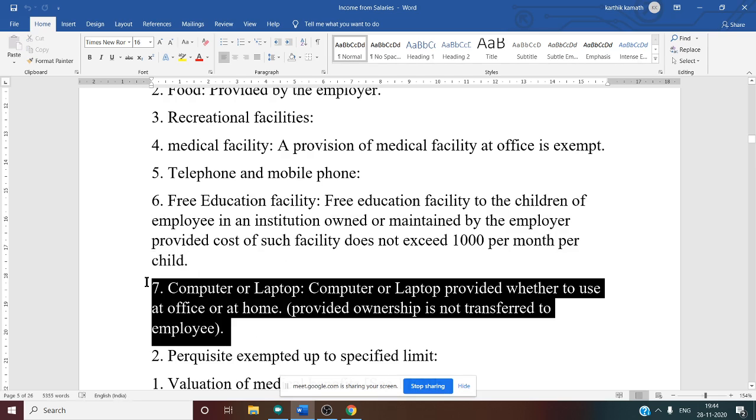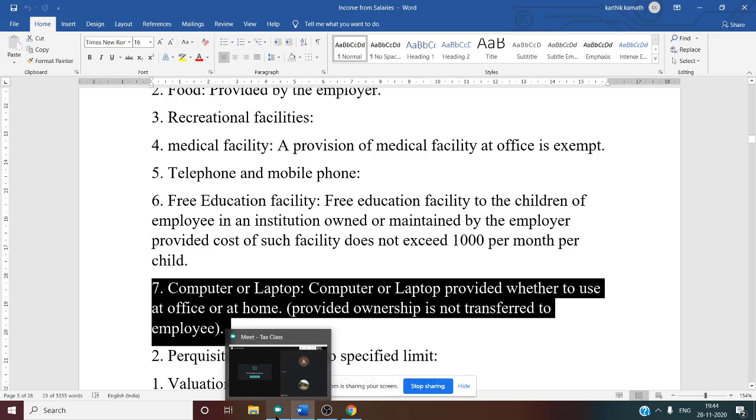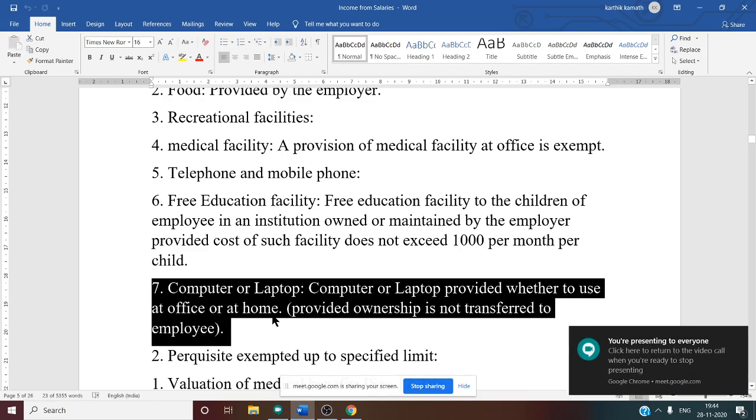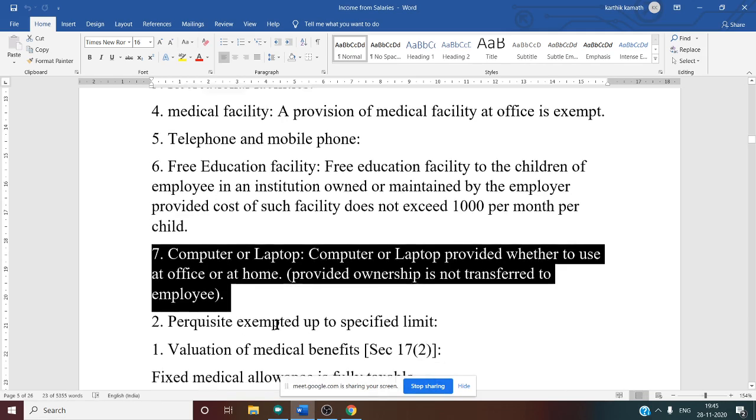Similarly, computer or laptop. A computer or laptop provided whether to use at office or at home is not taxed, provided ownership is not transferred to the employee. If it is transferred to the employee, it is taxable. So what they are saying is that the owner of the laptop is the employer, the company, and the company is giving the laptop to work from home or to do the office work. In that case, it is not taxable.